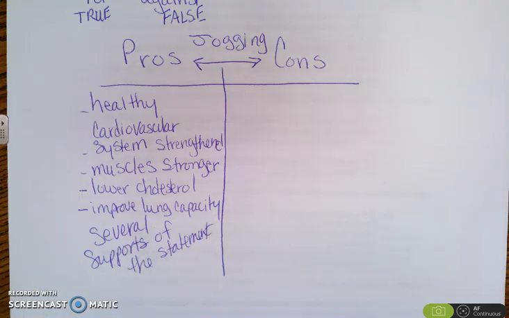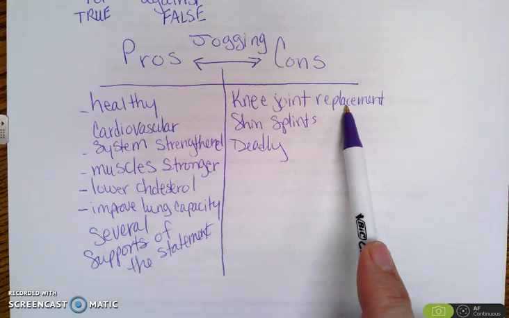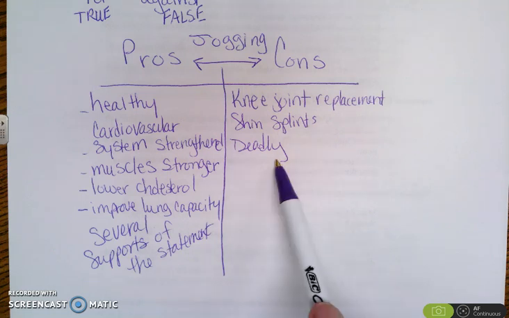Okay, so now that I have the pros done, I have to think about some cons. So if you've gotten on a lot of credible sources and you have been looking, then you have already probably found some cons. So for the purpose of time, knee joint replacements are higher if you run a lot. Shin splints, the occurrence of that happening, higher. Deadly. What if I have something like Marfan syndrome? It could be deadly for me to go jogging depending on if I have a heart condition or not. So these are all the things that you need to consider for pros and cons and what you would argue.